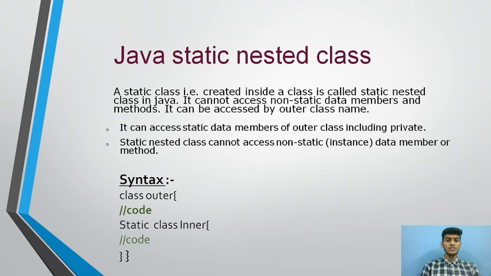A general syntax of static nested classes: a class Outer, then class Inner with the keyword static. Now this is our nested class and it is known as a static nested class.